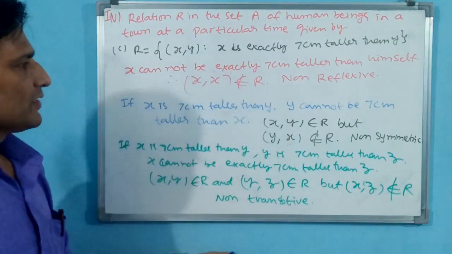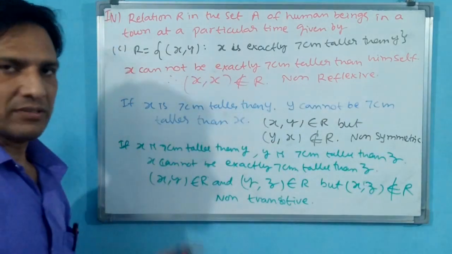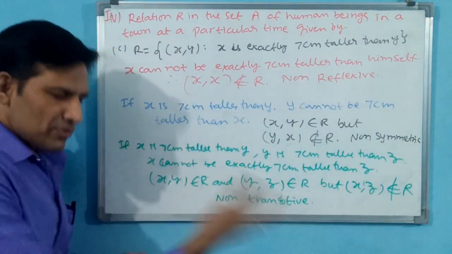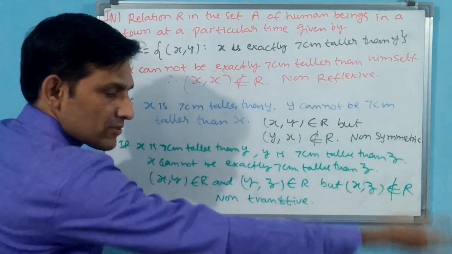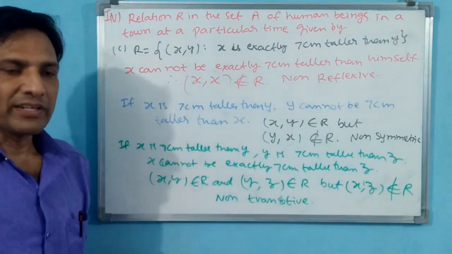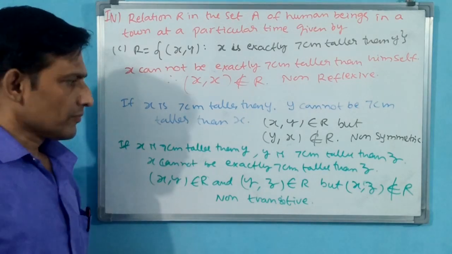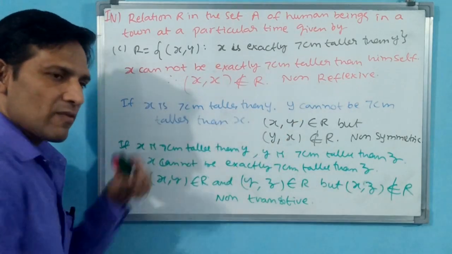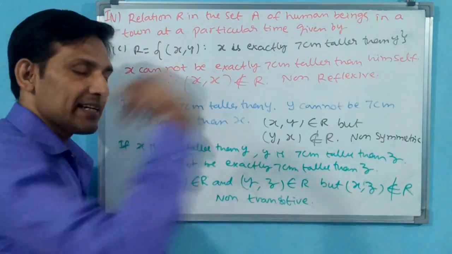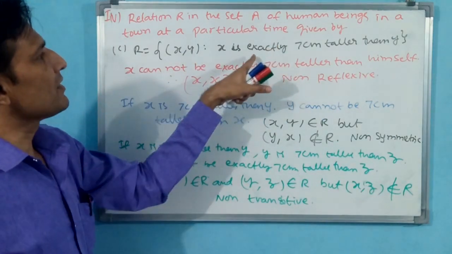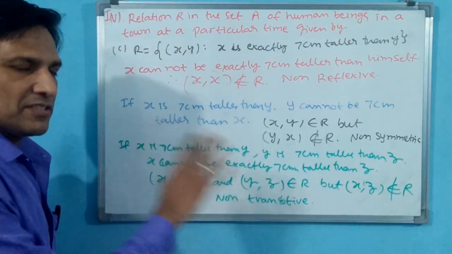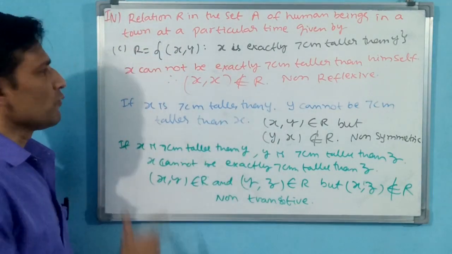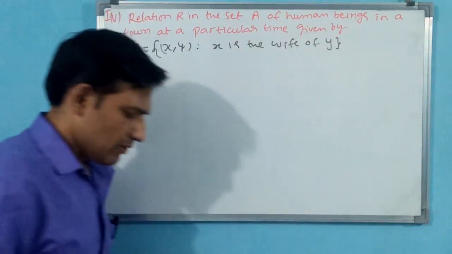That means non-reflexive, non-symmetric, non-transitive. Why? Because to himself he cannot be 7 centimeter taller. If he is taller than Y, Y cannot be taller than X again. And X and Y are there, Y and Z are there, valid. But X and Z exactly 7 centimeter taller cannot be there. That is why these three relations are not valid. We go for D.